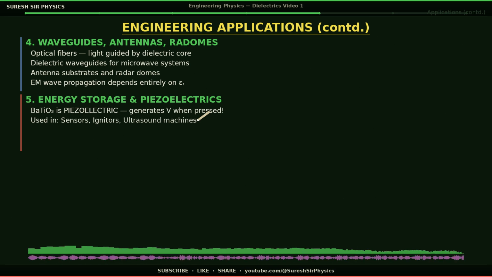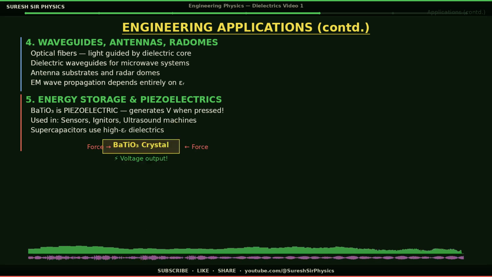Application number 5. Energy storage. Some special dielectrics like barium titanate are piezoelectric. They generate electricity when pressed. These are used in sensors, igniters, and ultrasound machines.